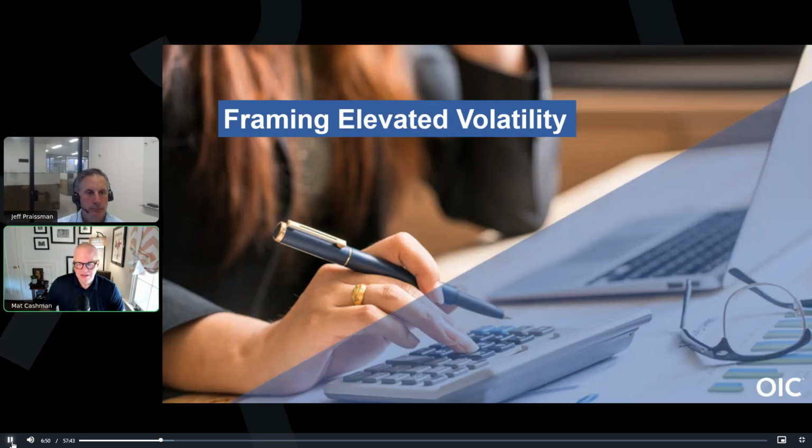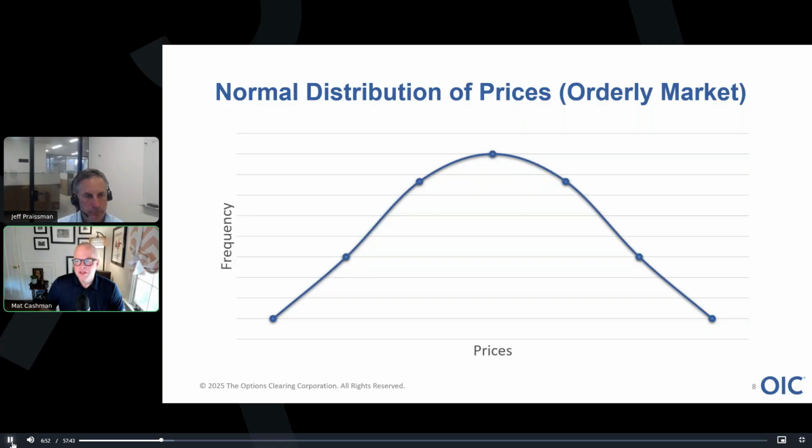Framing elevated volatility. When you think about normal price distribution, what do you think about? You think about this. Think about the bell curve. It's very simple. You see it everywhere in nature. You got graded on the curve in college. This is something that's in the marketplace all the time, and it's a basic assumption of how we think about pricing. What that means is that we have different ways to think about how far away from the mean we are, and it's all based on this normal price distribution.